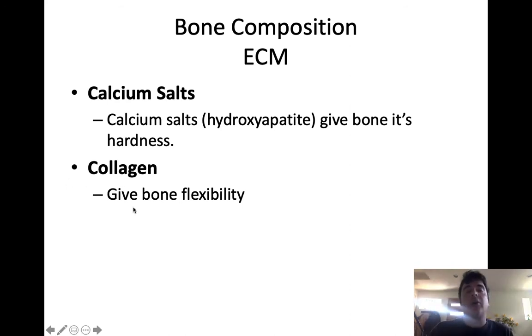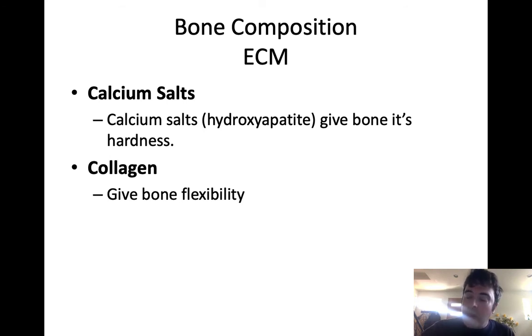Collagen fibers, on the other hand, give bone flexibility. And because the extracellular matrix of bone has both calcium salts and collagen fibers, bone is both hard and flexible. If bone didn't have collagen and it was completely inflexible, it would be really brittle and it would break all the time. If bone didn't have calcium salts and it just had collagen, it would be overly flexible and it would bow out, or you'd be like Gumby walking around.